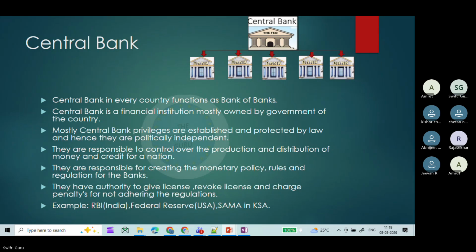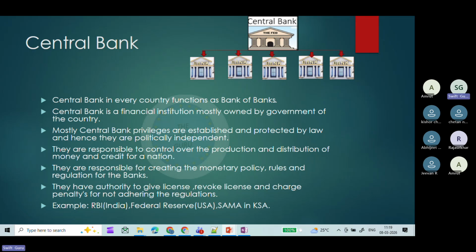Okay, who are central banks, by the way? Central banks are termed the bank of the banks in all countries. They are politically independent, mostly owned by the government of the country, and established or protected by law. That's why, as I said, they are politically independent, because they are responsible for controlling the production and distribution of money and credit for the nation. They are also responsible for creating the monetary policy, rules and regulations for the banks.